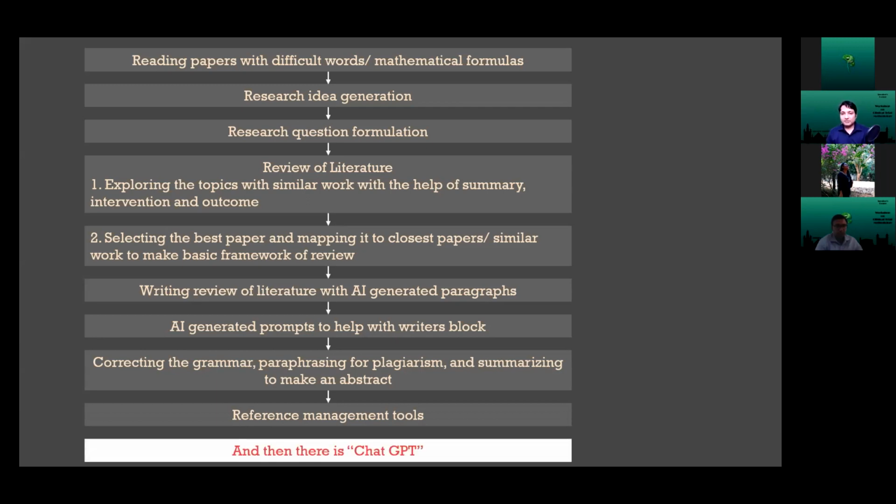So in my part of this talk, we'll discuss 3 tools. First is ChatPDF. The second one is SciSpace, and the third one, which is a very wonderful tool, is Consensus. So we'll discuss all these tools one by one.